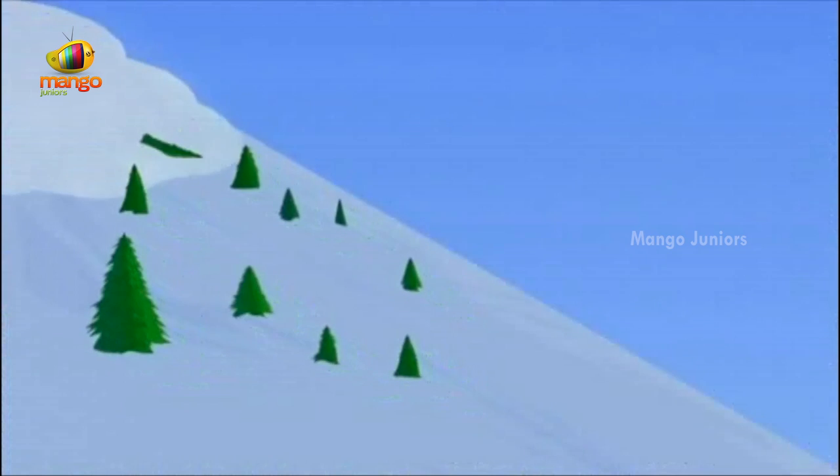The snow falls at such a high speed that it flattens anything that comes in its path. These big snow slides are called avalanches.